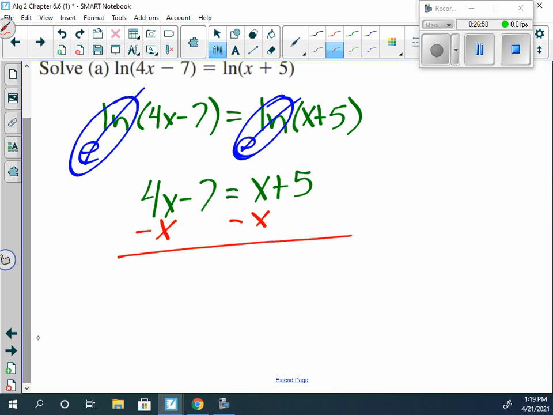I'm going to subtract x from both sides because it keeps the number in front of x positive, because 4x minus x is 3x, and we have minus 7 is equal to, well, x minus x is 0, so we're just left with 5.